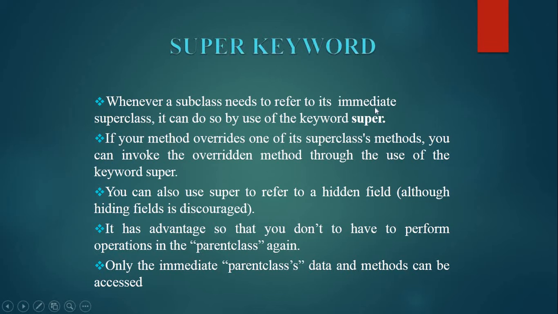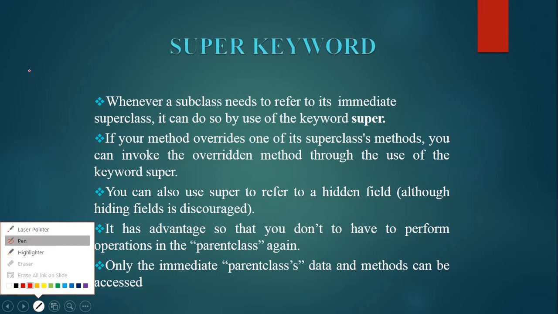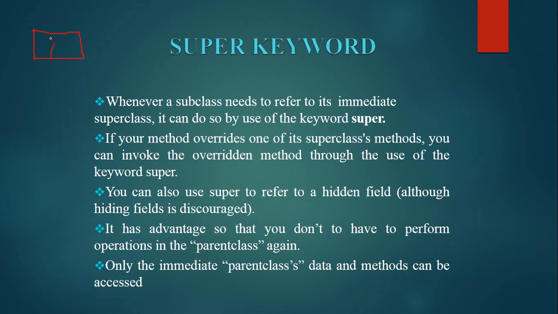Here we have used the words immediate superclass. Suppose we have three classes in multi-level inheritance, where class A is extended by class B, and class B is extended by class C. In this figure, class A is a superclass, class B is a superclass for class C, and class A is also a superclass for class C. So there are two superclasses for class C. Immediate superclass means class B is the immediate superclass for class C, and class A is the immediate superclass for class B.